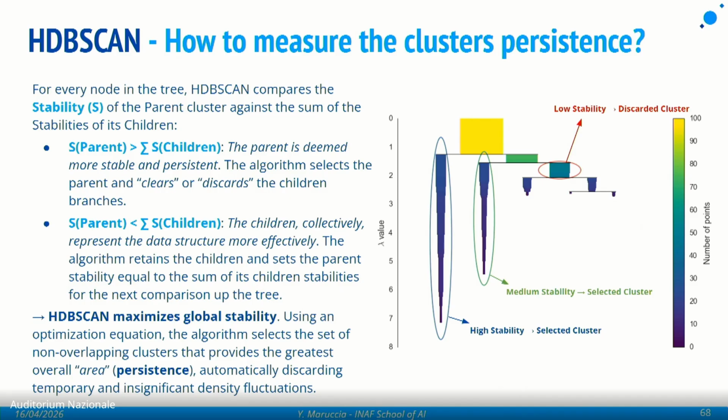And then if you see that this area is, for example, less than the sum of the children, then it has a lower stability, and so it is discarded as a cluster. The other ones are not, because they have high stability. So we have to maximize the global stability at the end. Okay, thank you. You're welcome.